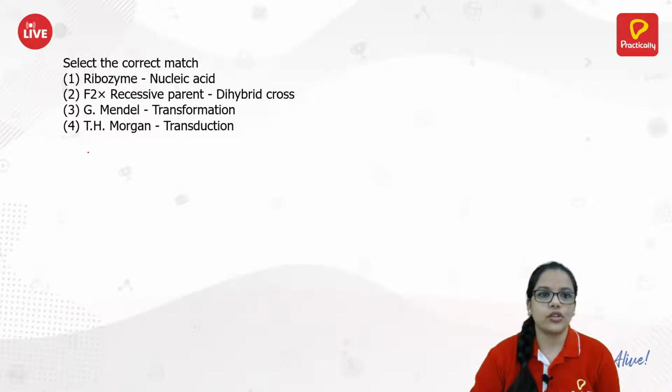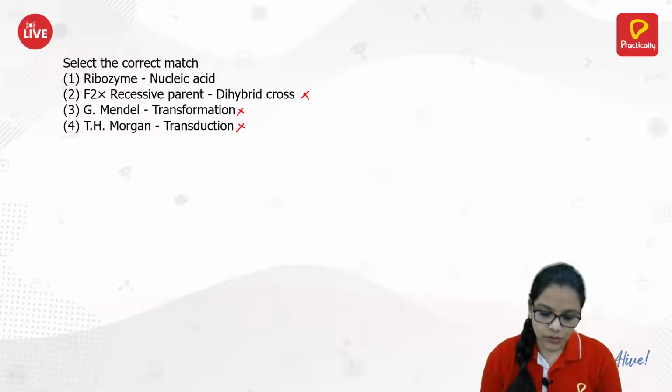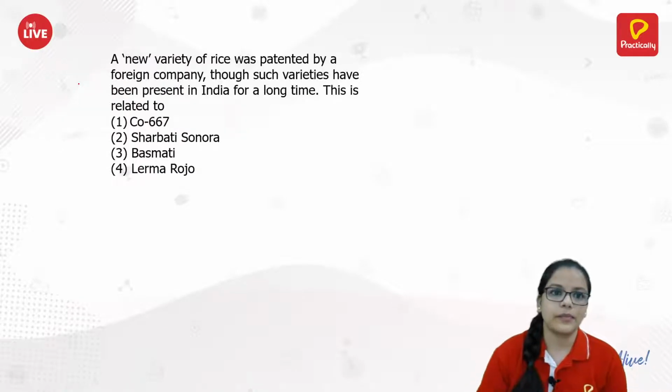Select the correct match. Ribozyme, nucleic acid; F2 recessive parent dihybrid cross, no. Greco-Johann Mendel transformation, no, that was in her like independent segregation, etc. T.H. Morgan transcription. Answer is ribozyme is a nucleic acid.